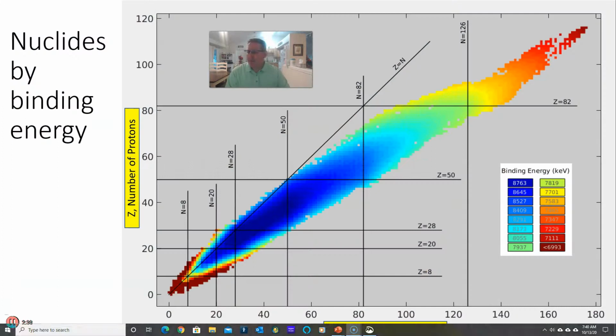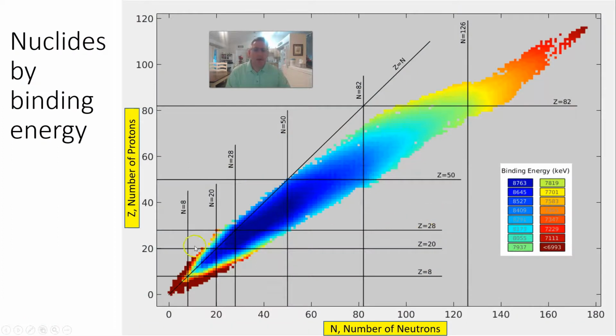And let's see if I can get this back. There we go. All right, and so here, number of protons. Notice how this Z equals 82. Z is the number of protons. And so we start to see this change. We have the lowest amount of binding energy here at less than 6,993, which is the dark red or the maroon. And then the highest. So all of your highest binding energies are here.